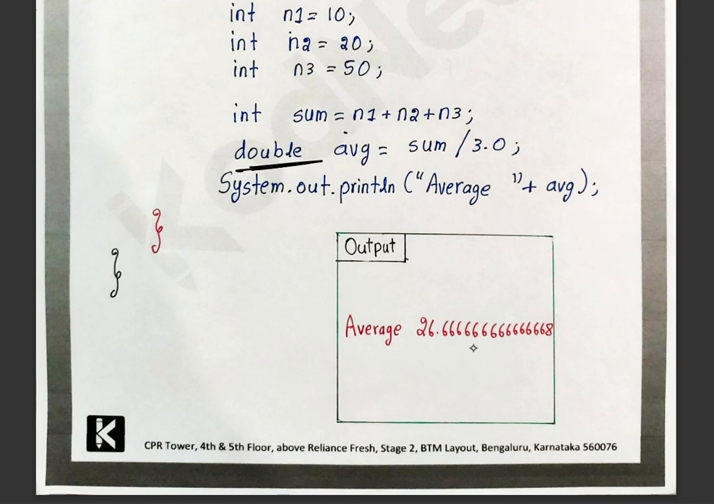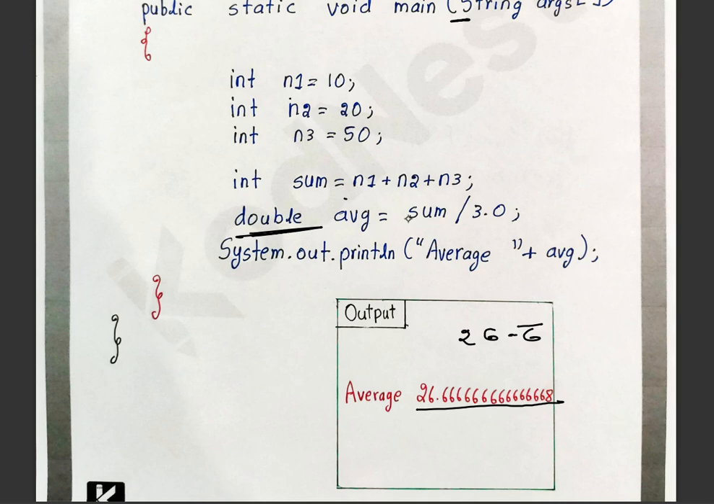If we do this, we get 26.6 and so on. As we store it in double, it holds all the sixes, the whole value that is stored. So it gives the output like this. Just remember, when we are assigning to any variable, we also need to use these data types. Not only in declaration, but also in assignment, we need to use this, okay?